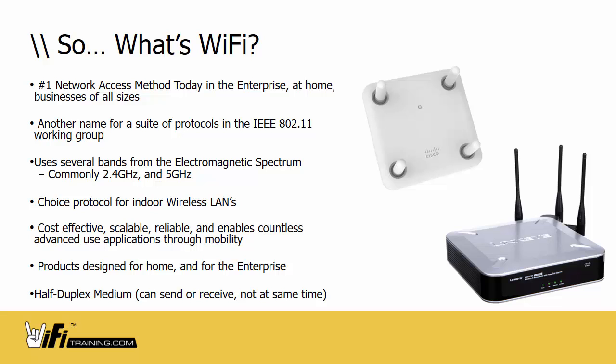Now, Wi-Fi does use several common bands from the electromagnetic spectrum, commonly the 2.4 gigahertz, as well as the 5 gigahertz range. You learned more about that in Module 1 of this course. It is the choice protocol for indoor wireless networks.